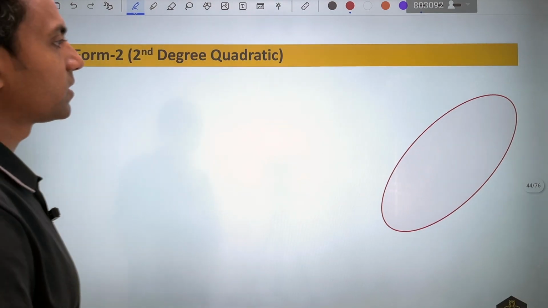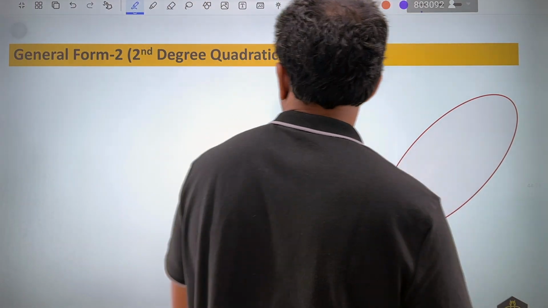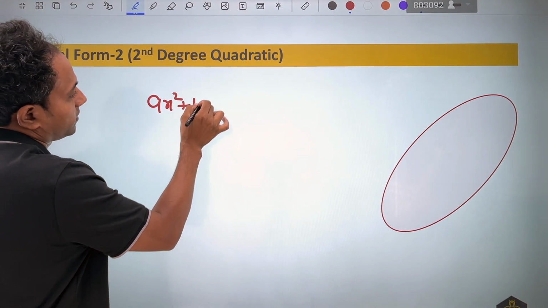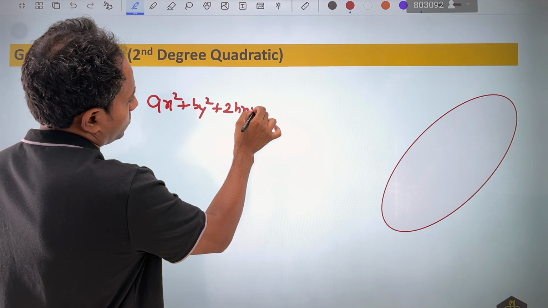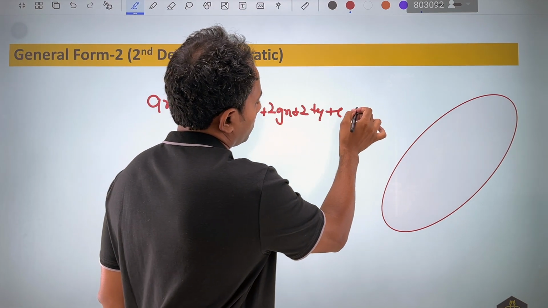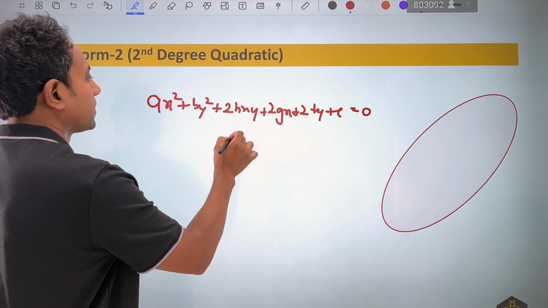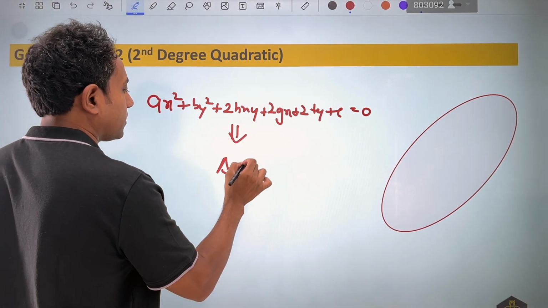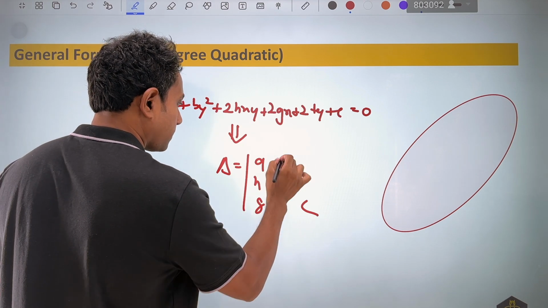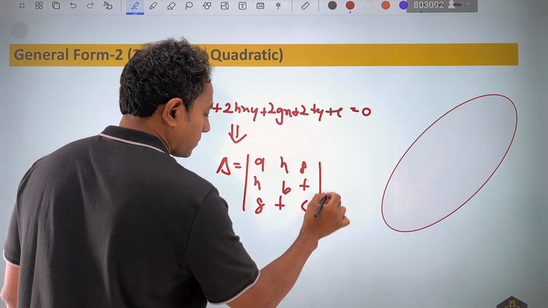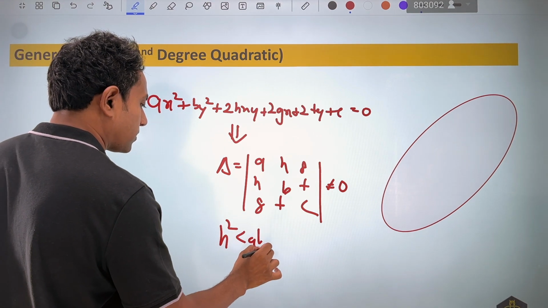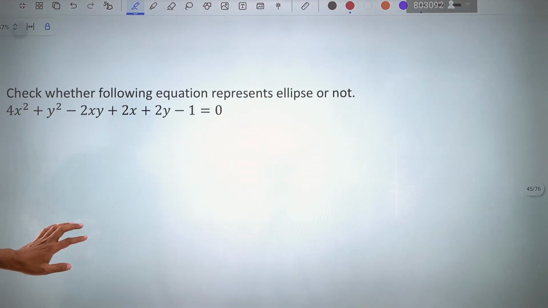Next type of form is, you have been given a second degree curve. So now here the idea is very simple. If somebody gives you this curve, ax² + by² + 2hxy + 2gx + 2fy + c = 0, then how will you determine this is an ellipse? You remember the idea that delta, the determinant of a, b, c, h, g, f, should not be equal to 0 and h² should be smaller than ab. If you apply this, these kinds of questions can be done.